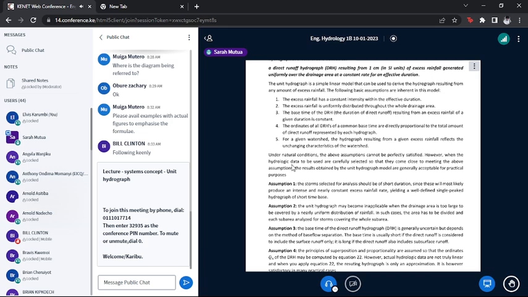So notice a number of characteristics of the unit hydrograph. It's a direct runoff hydrograph. It results from 1 centimeter of excess rainfall over a complete drainage area at a constant rate. And the constant rate, that is what I wanted to show. So during the period of generating the unit hydrograph, the rainfall intensity is constant.